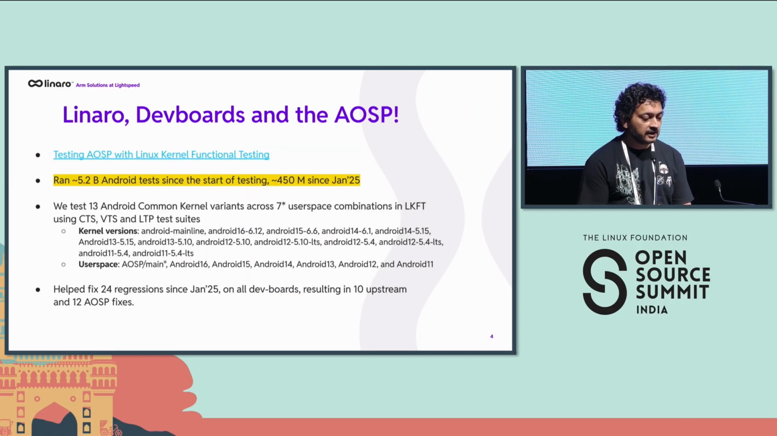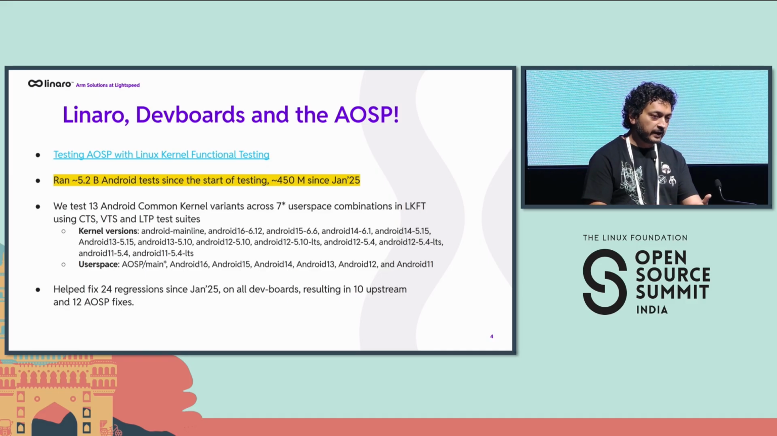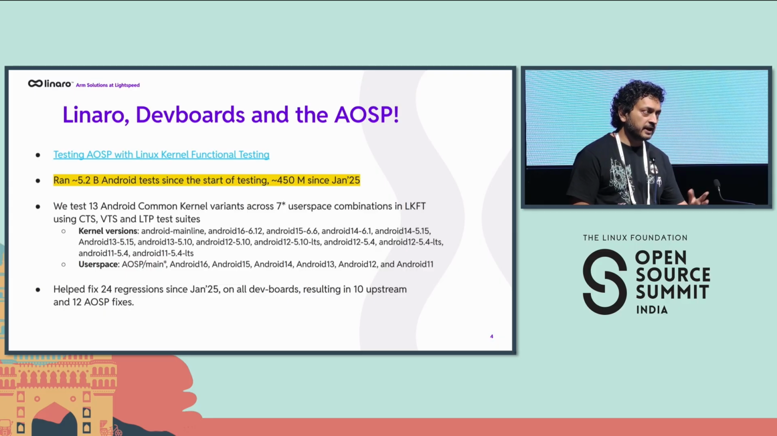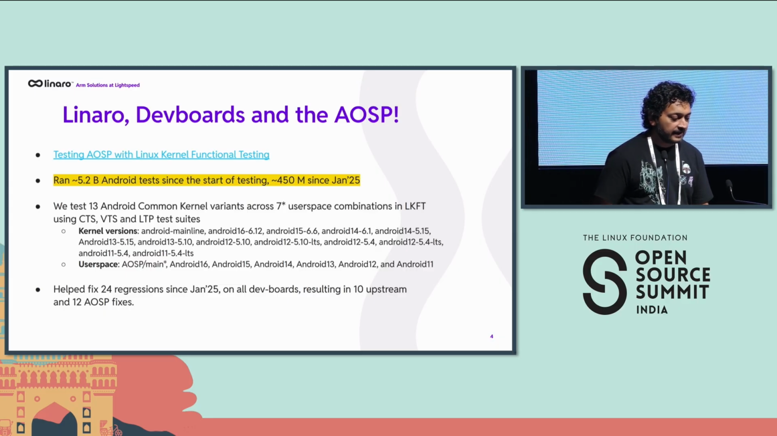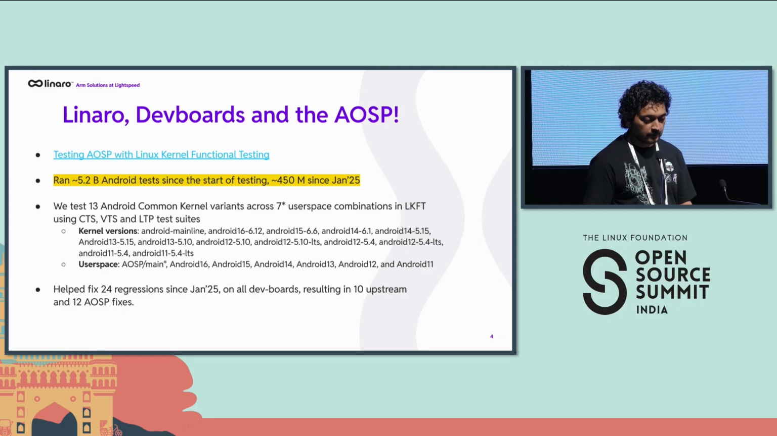Again, I can't stress enough on the testing part. We have been doing extensive testing coverage. Linaro has been doing an excellent job on the testing part. And these numbers alone are just Android and AOSP specific and do not include non-Android testing done on these development boards. In total, we test 13 Android kernel variants as of now across 7 user space combinations. You can take a closer and more detailed look at the Android testing combinations at the above mentioned URL.